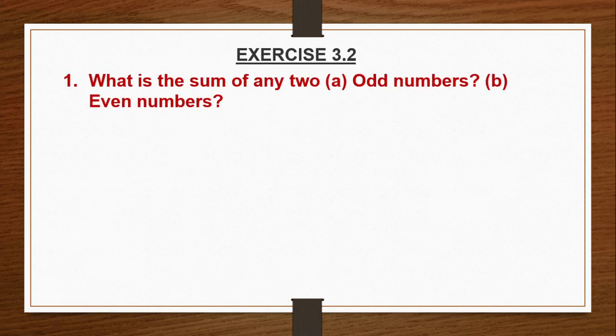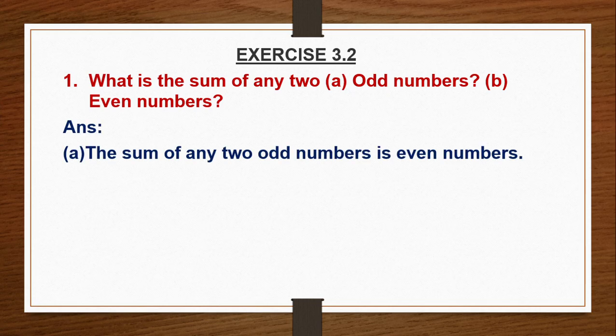The first question: what's the sum of any two A, odd numbers, B, even numbers? The answer is the sum of any two odd numbers is even. How are we able to see this? We just see a few examples, then we'll get to know. Let's add 5, an odd number, and 3, an odd number. 5 and 3 gives 8. And 15 plus 13 equals 28. So when you're adding two odd numbers, you're going to obtain an even number.